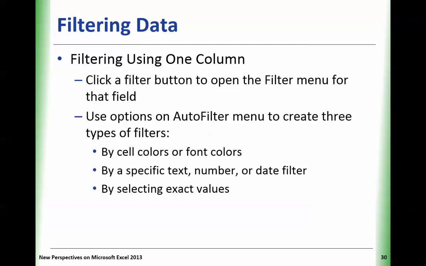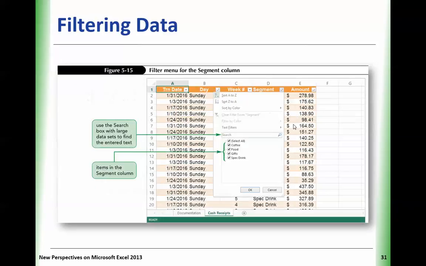Filtering using one column, we can click the filter button, open it up, and use the auto filter menu to create 3 types of filters: by cell color, font color, by specific text, number or date, or by selecting exact values. So if you change the color in the cells, you can filter by color, by date, by numbers, or whatever you want to filter by.